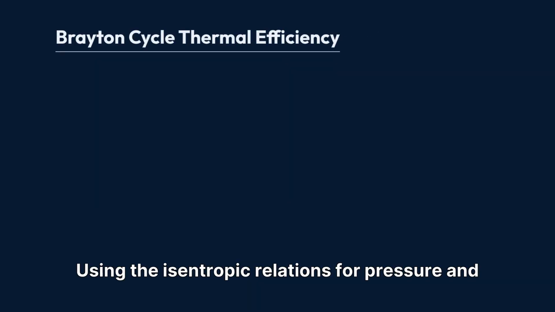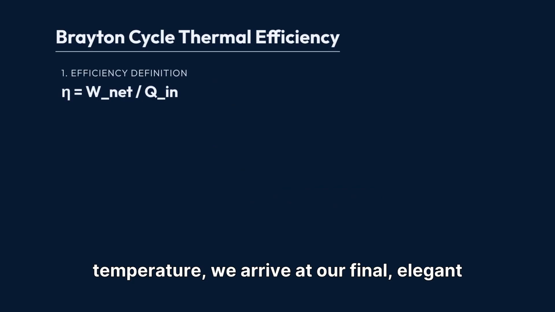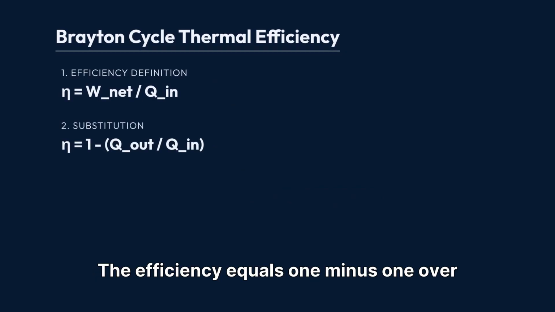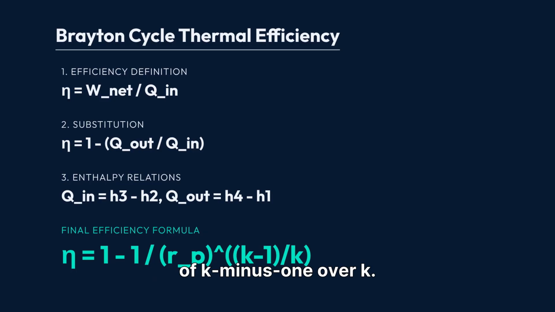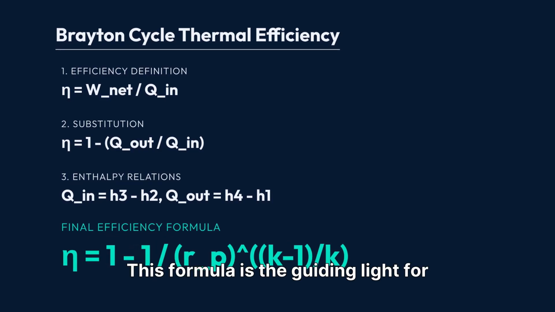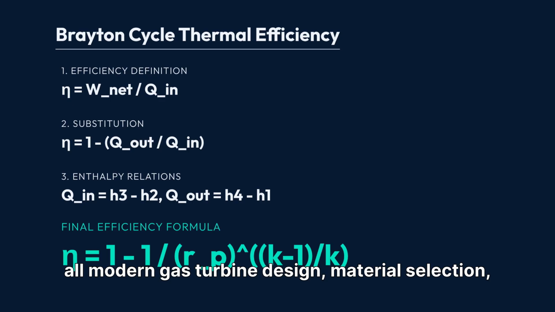Using the isentropic relations for pressure and temperature, we arrive at our final, elegant result. The efficiency equals 1 minus 1 over the pressure ratio raised to the power of (k minus 1) over k. This formula is the guiding light for all modern gas turbine design, material selection, and optimization strategies.